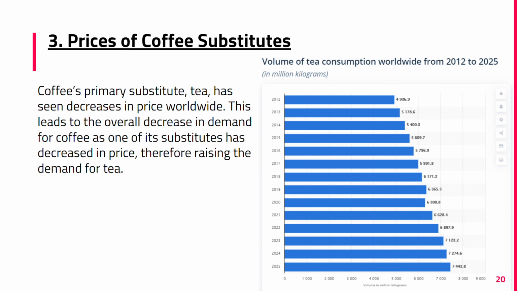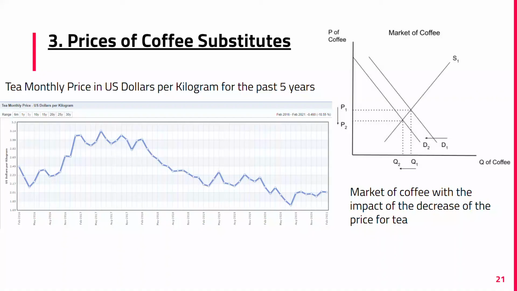Now you can see the volume of tea consumption per year is steadily increasing. And you can see how the price of tea has been steadily decreasing over the past few years. And that would lead to the demand for coffee to decrease as the demand for tea would increase. As tea is a prime substitute for coffee, more people might transition from coffee to tea, which then leads to fewer people wanting coffee. And as fewer people want coffee, the quantity demanded of it decreases, then the price would also decrease.